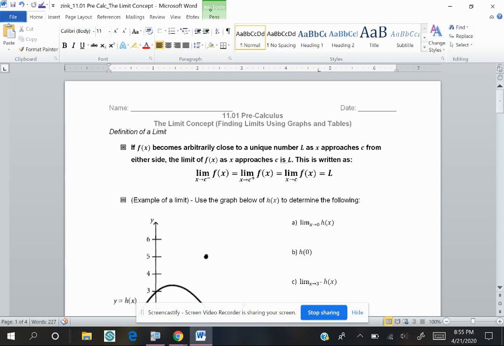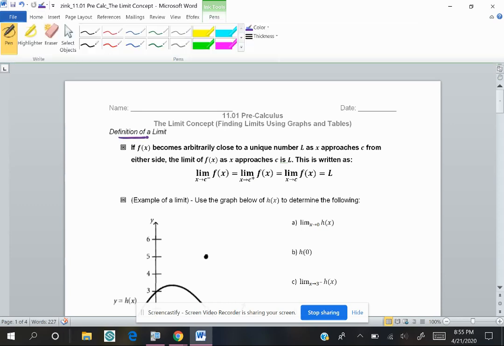So the definition of a limit says that if f of x becomes arbitrarily close to a unique number L as x approaches c from either side, the limit of f of x as x approaches c is L. So very confusing, and I think when we look at the graph, it'll make a little more sense to you.